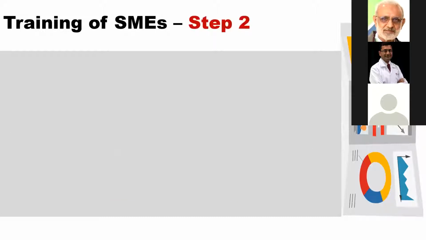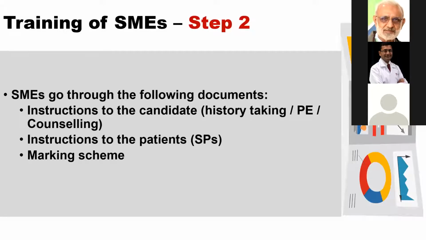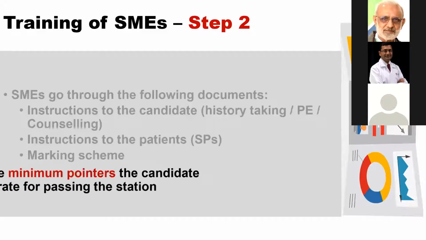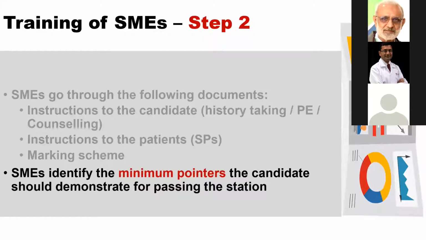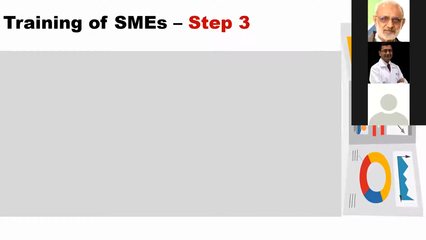The second step in training of SMEs is that they should go through the documents such as instructions to the candidate, for example, on history taking, physical examination or counseling. Instructions to the patients or standardized patients, and the marking schemes. SMEs identify the minimum pointers the candidate should demonstrate for passing a station.